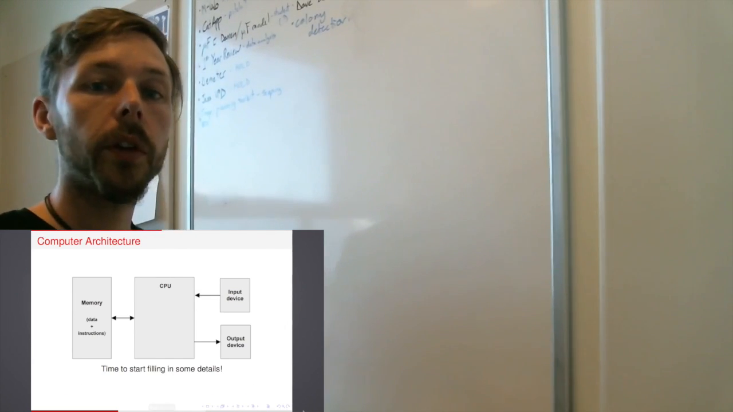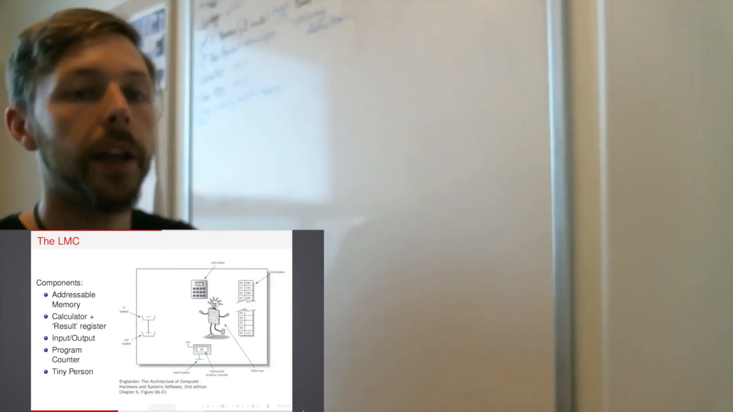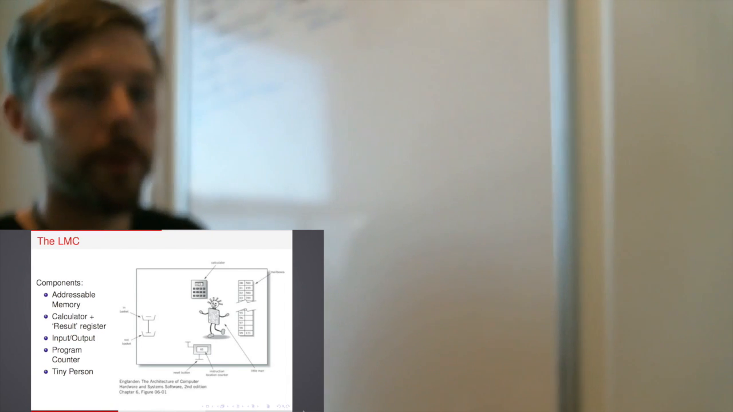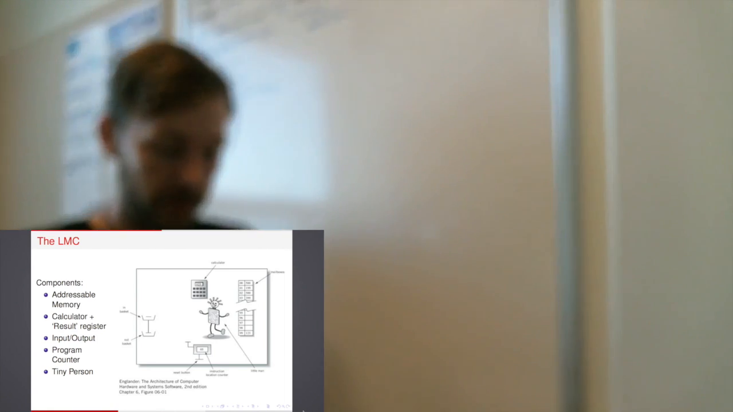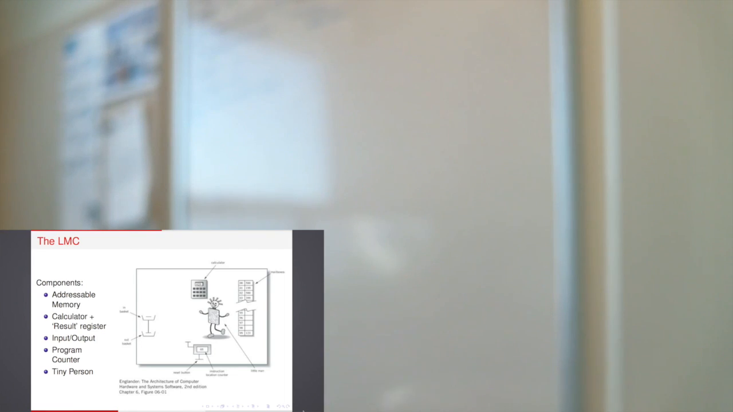So if we go straight into the little man, he has 5 basic components: addressable memory, a calculator with a register, like a display.